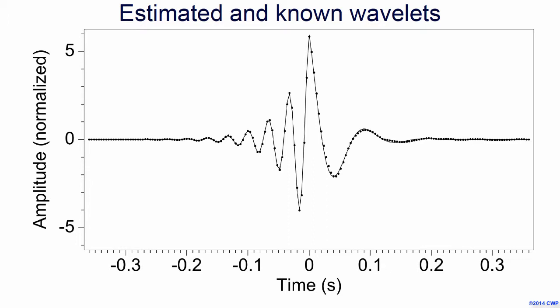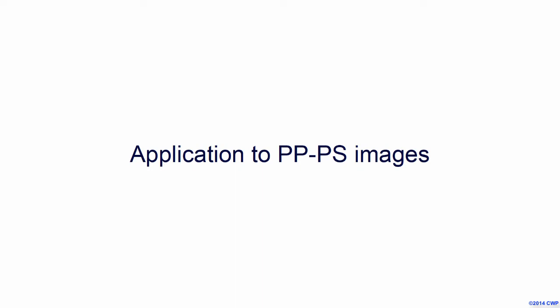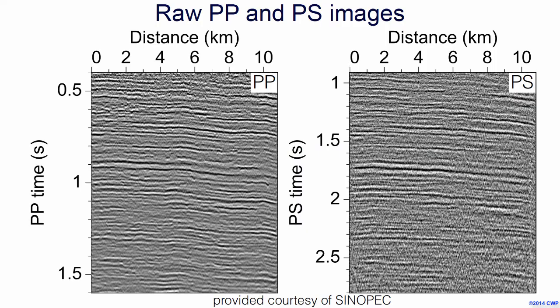So how do we apply this process to PP and PS images? Well, first, we are going to need a couple of PP and PS images, which were provided courtesy of Sinopec. Now, before we estimate the PP and the PS wavelets, we normalize both images because we're not quite sure what type of amplitude gain has been applied to these images during processing.